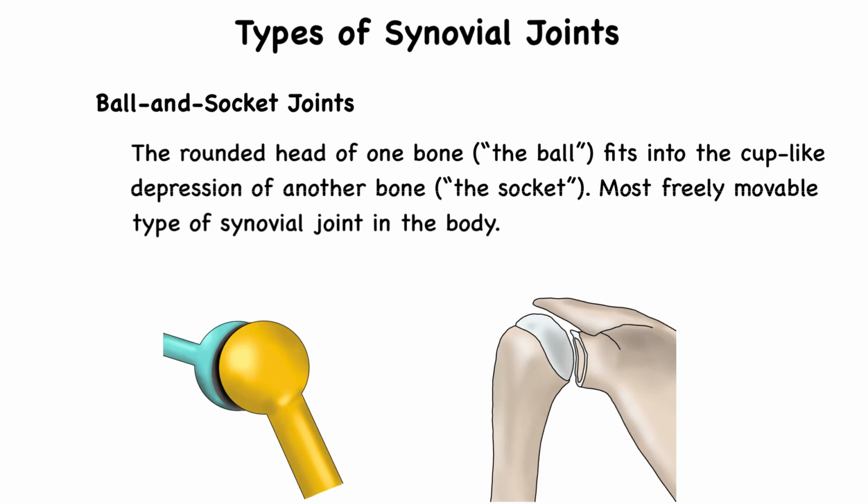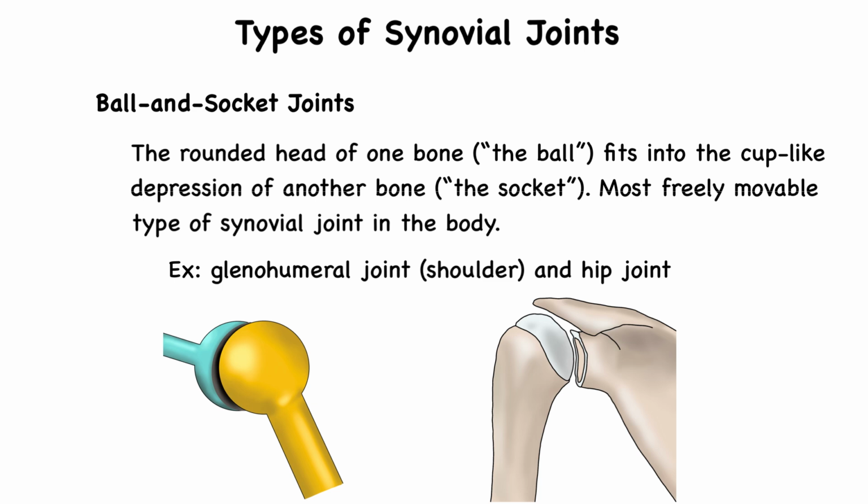In this joint, the rounded head of one bone, the ball, fits into the cup-like depression of another bone, the socket. This is the most freely movable type of synovial joint in the body. It allows movement in multiple directions, including rotation, making it extremely versatile. Examples include the glenohumeral joint that we see in the shoulder and the hip joint.